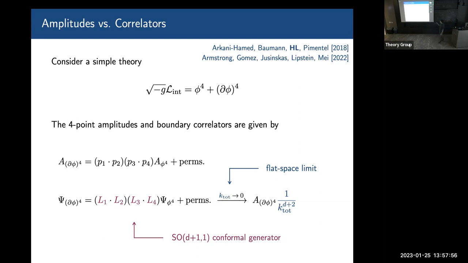We can also look at the consistency condition that it should reproduce the amplitude in the flat space limit, by which I mean sending K total to 0. And we also nicely see that there's a singular behavior that goes as K total to some power, but the coefficient multiplying it is precisely given by the amplitude.